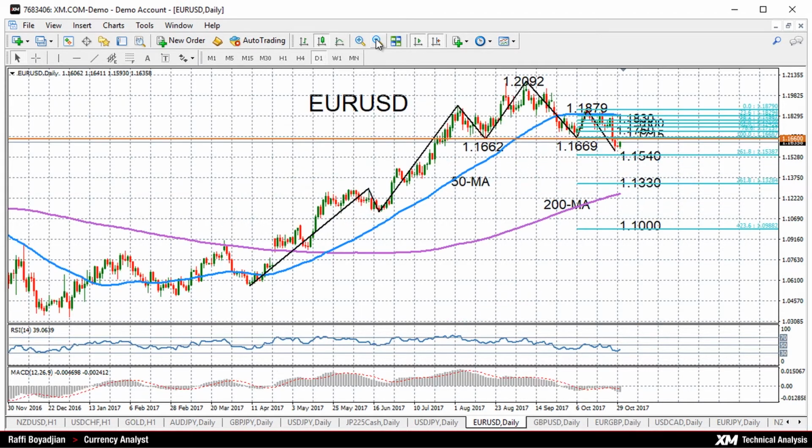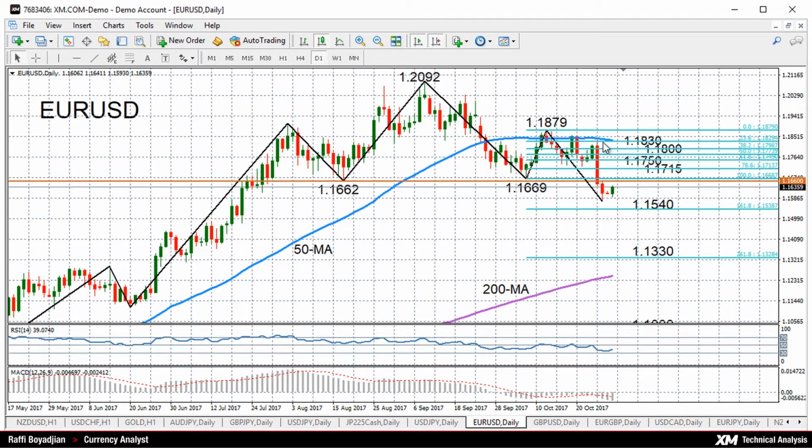The longer term picture though remains more or less bullish, but we can see that the big drop below the 50-day moving average means that the medium term outlook has now turned bearish, although not extremely bearish. Nevertheless, the risk is to the downside, with major support potentially coming at the 161.8% Fibonacci at 1.1540 and the 1.1330 area, which is the 261.8% Fibonacci.